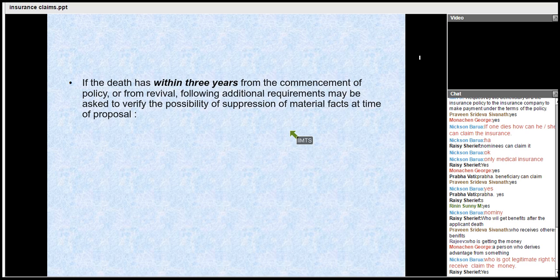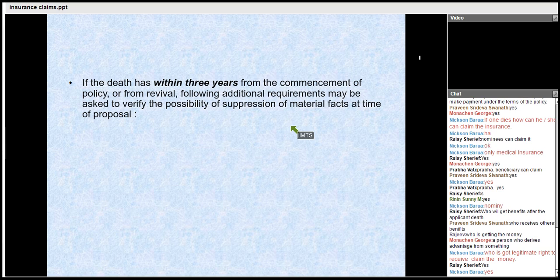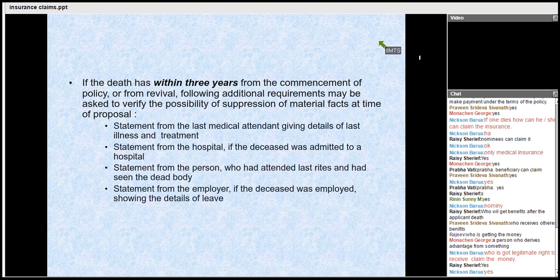See, death claim is the request by the beneficiary of a life insurance policy to the insurance company to make the payment under the terms of the policy, right? So the beneficiary will request the same, right? Clear? Now, what are additional requirements? Statement from the last medical attendant giving details of last illness and treatment.